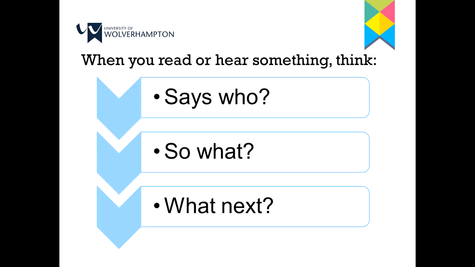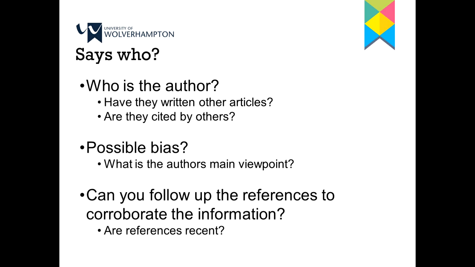So when you start your reading, there are a couple of questions that you need to start asking of the source material. These are by no means a comprehensive list, but it should help to get you started. So first of all, we have says who, then so what, and what next. So says who relates to the author. What information do we have about the author? Does the information provided lead us to believe that they are a credible source?